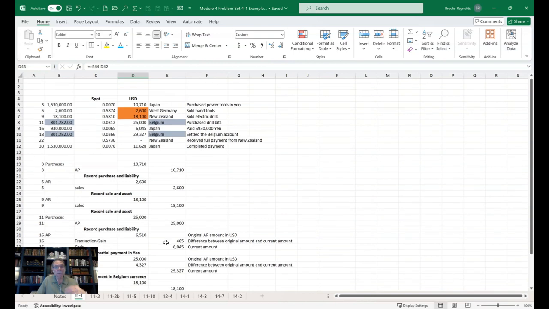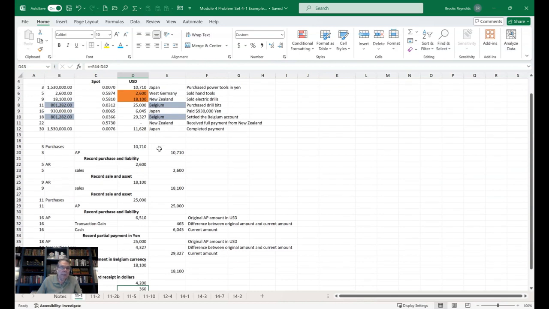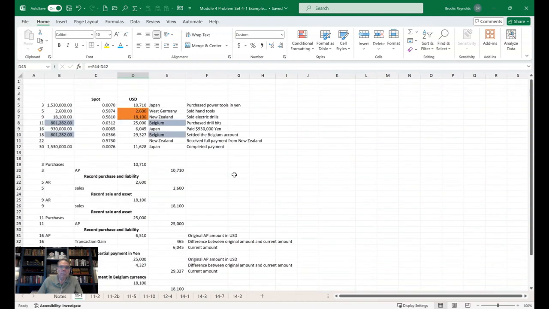So this is a situation where you can see that we lost some money because the exchange rates became unfavorable against the dollar. So waiting on getting paid and waiting to pay worked to our disadvantage. And so sometimes to alleviate that, we're going to be doing hedging. And so we'll talk about that in the next video.